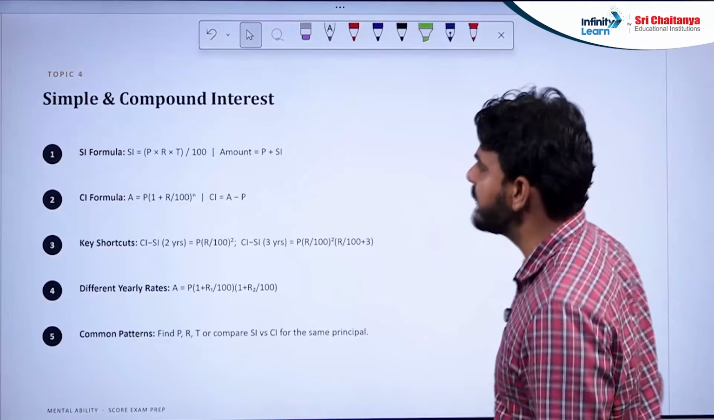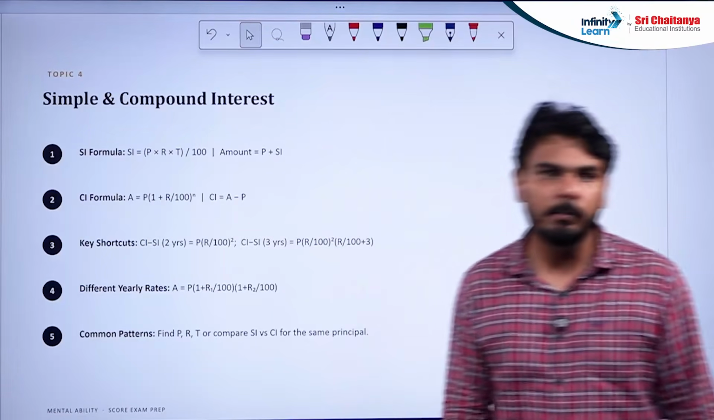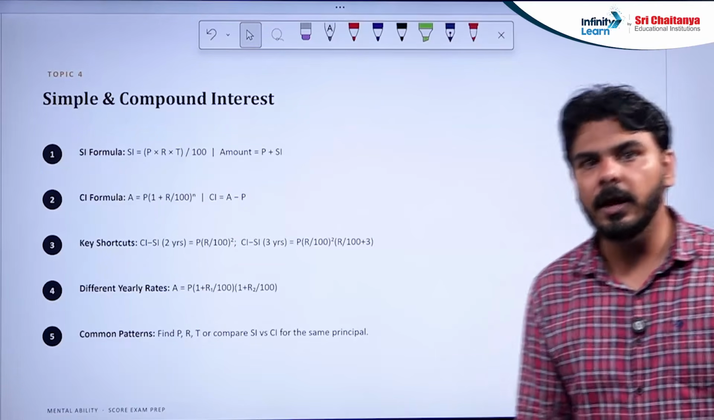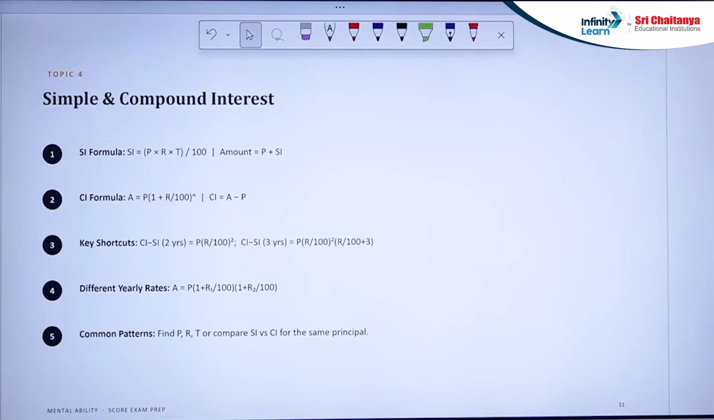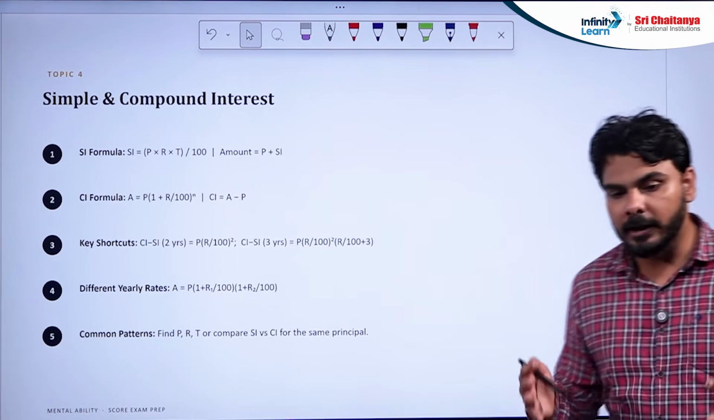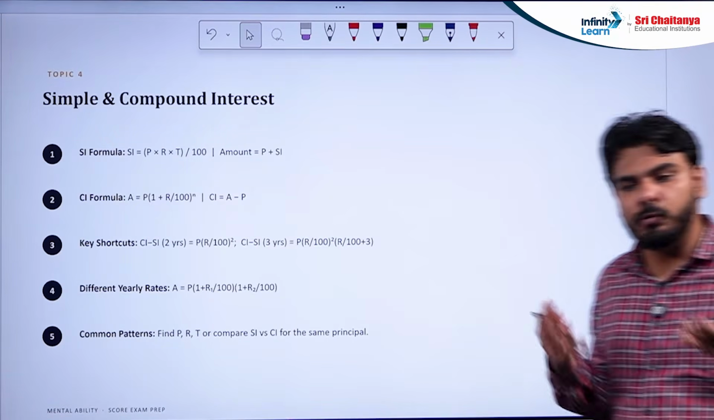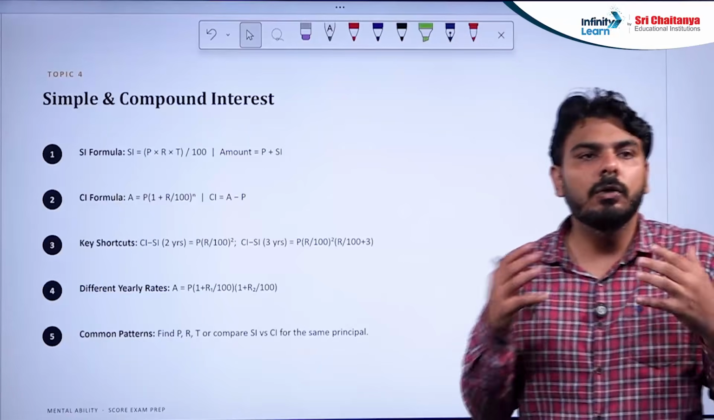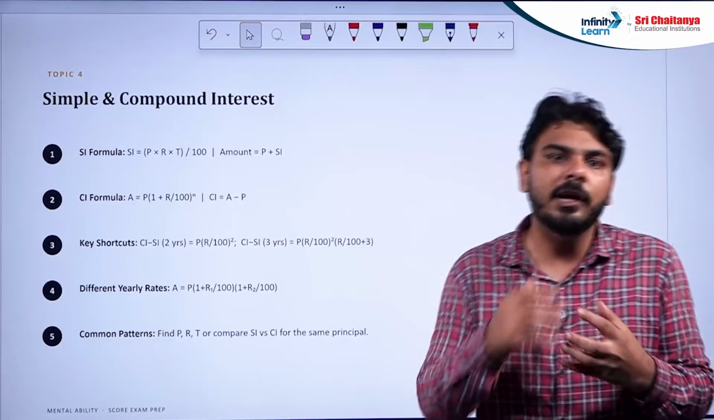The next topic is simple interest and compound interest. This topic is mostly about formulas, but more than formulas, it is about touching the basic concepts, whether you can understand what the difference is between principal and amount. Because some students just solve questions taking amount into consideration instead of principal.